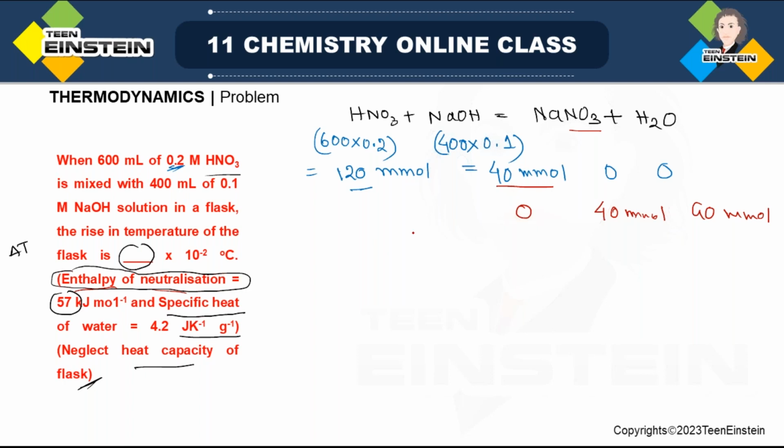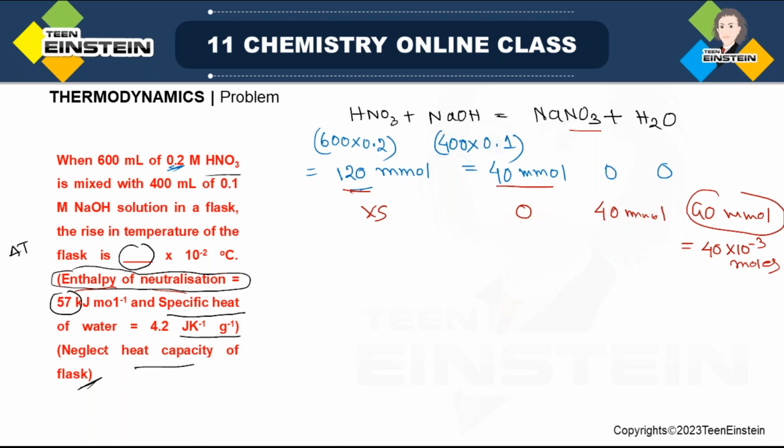Now this is completely consumed, so I am writing 0, and some excess quantity will be left, but we don't need that. We are just interested in this value, 40 millimole. In terms of moles, it is actually 40 × 10^-3. This is the number of moles of water produced. But why are we doing this?